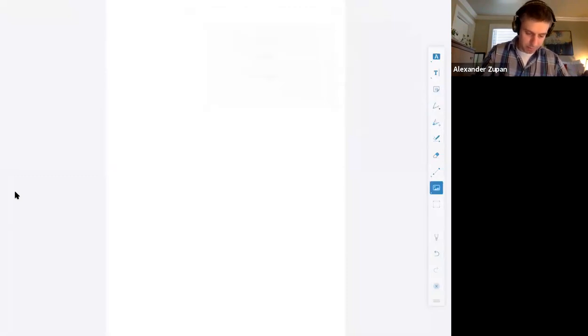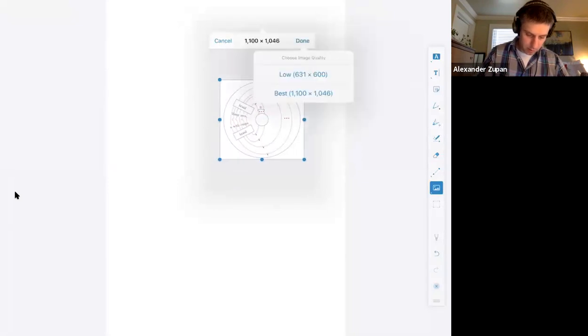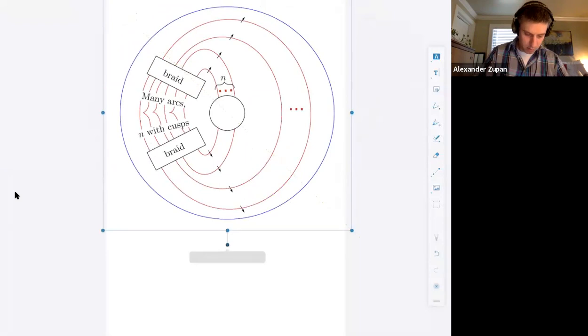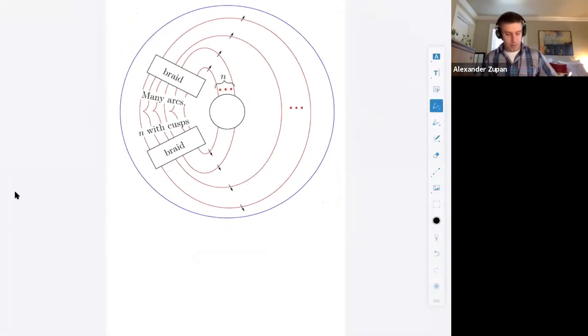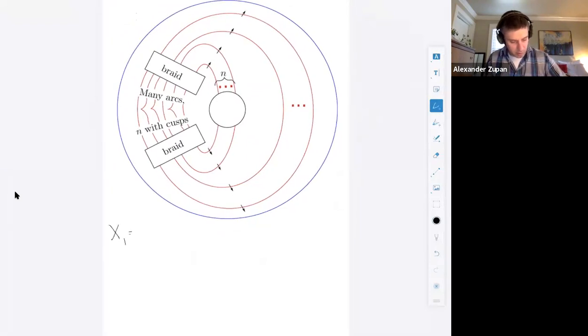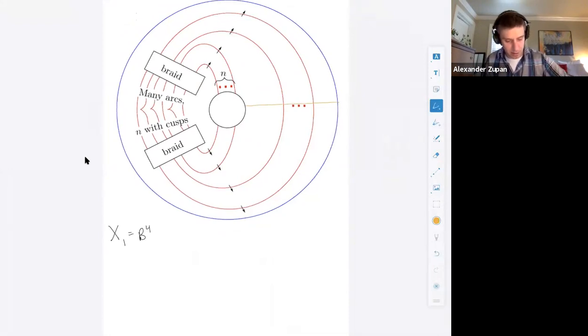Let me paste this one more time. Okay, so X1 is equal to B4, not pictured. And now I have a function from the 4-ball B_P to the annulus. And so I want to divide it here, and then let's say I want to divide it right there. And so X2 is equal to P1 inverse of the closed interval from 0 to pi minus epsilon. And then X3 is equal to P1 inverse of pi minus epsilon to 2 pi.